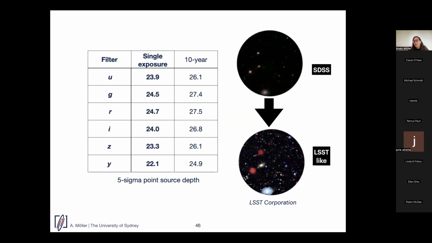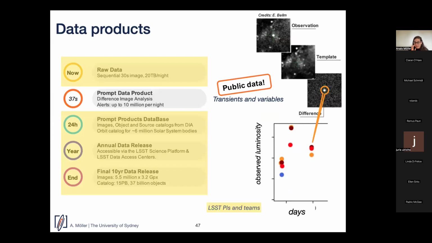Also very deep. In a single exposure, we will get from 23 to 24 magnitude limits. So if you can see an image from, for example, SDSS, and you scale it to what LSST will be, this is how much more sources we will be having. So this is amazing. Now, Rubin is a new generation, and we have very different data products.